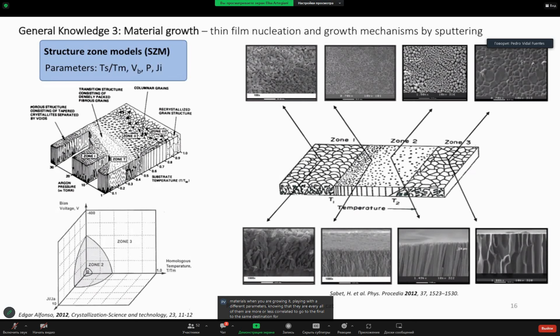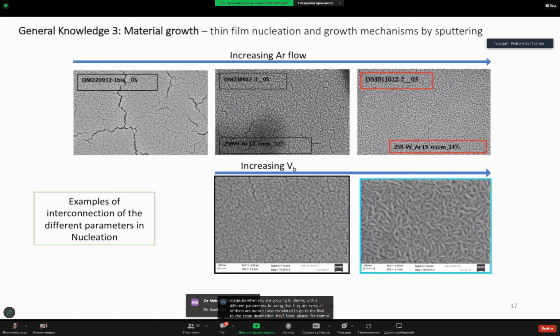So for example, here are some examples of our molybdenum layers grown on glass. You can see that by increasing the argon flow, we go from a somewhat amorphous film to a slightly crystallized film. And we have the same effect if we increase the bias voltage in the substrate. So you can play with all of these conditions together to arrive at the final point.